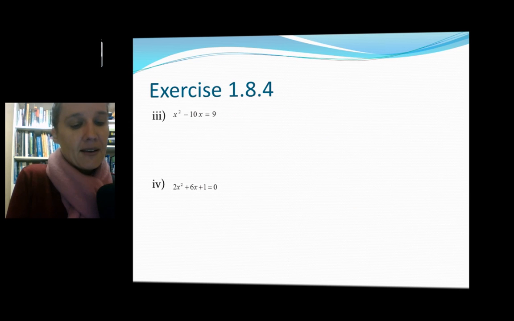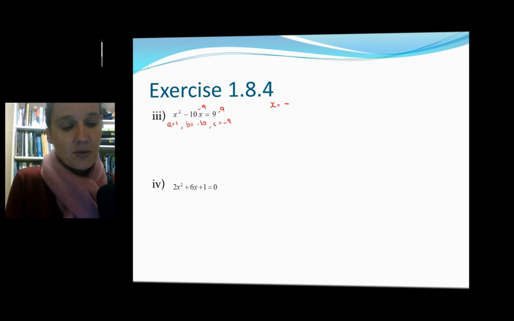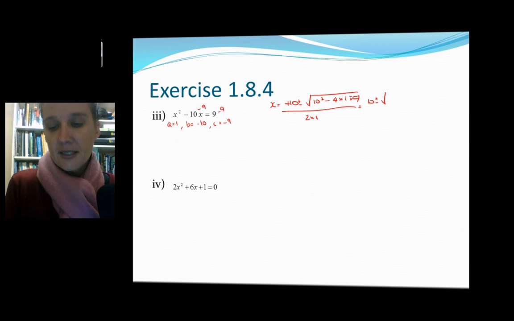Here for number 3, a is 1, b is negative 10, and c is negative 9, after we minus 9 from both sides. So x is equal to plus 10 plus or minus the square root of 10 squared minus 4 times 1 times negative 9, on 2 times 1. So we have 10 plus or minus the square root of 100 plus 36, on 2. 10 plus or minus the square root of 136 on 2.